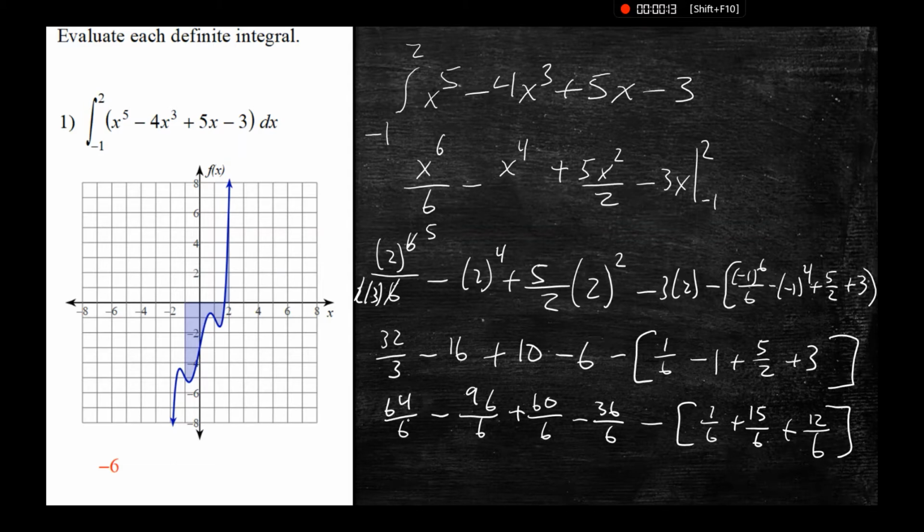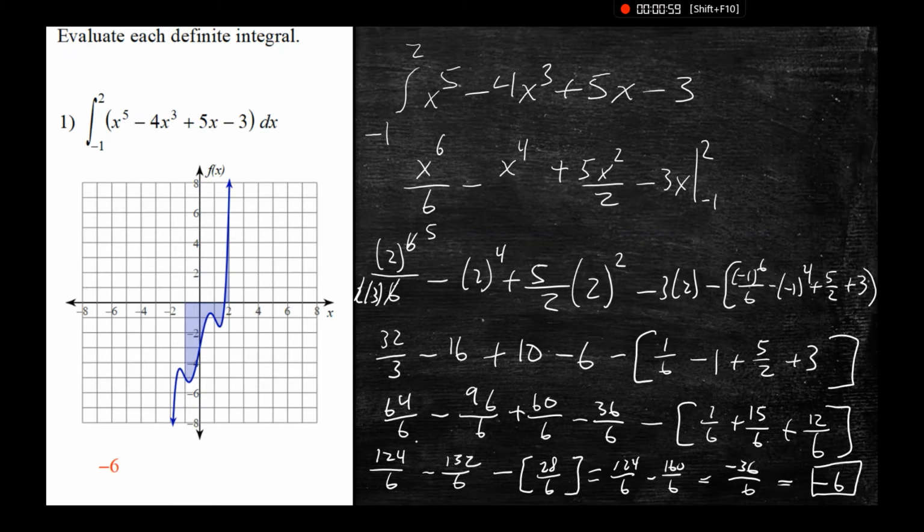Okay, so if I add these together, I've got 64 plus 60, so that's 124 over 6. I've got a -96 and a -36. So that's negative 132 over 6. And then on this side, that's 28 over 6. Okay, I'm going to combine my negatives. That's negative 132 minus 28 is negative 160. So I've got 124 over 6 minus 160 over 6 is negative 36 over 6 is negative 6. And we match.